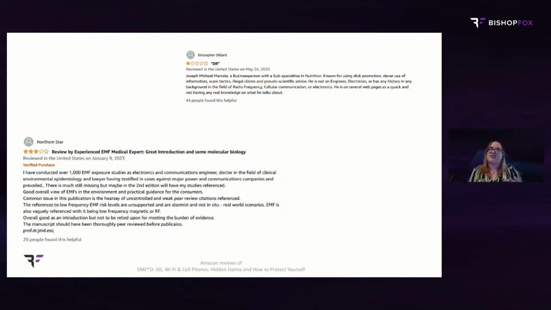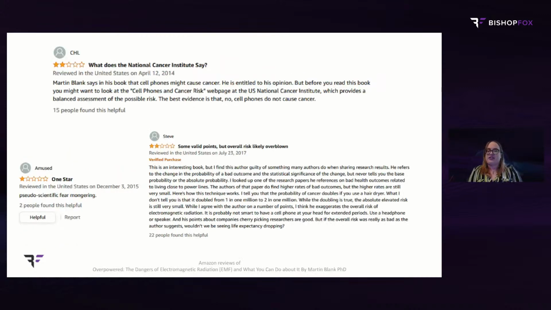Where these examples are more solid in pointing out that it might not be backed with all fact. And we have the same for the second book. We have some interesting reviews and what other people have been saying. So the top one is asking, what does the National Cancer Institute say? Pointing out that other areas of authority have basically said this is not a problem, and that this is a way to strike fear into others or maybe cause panic.